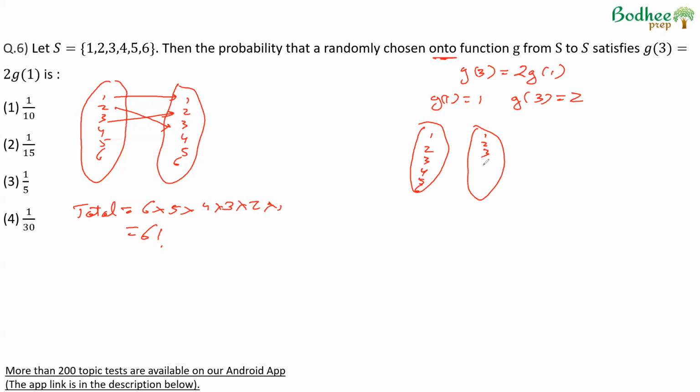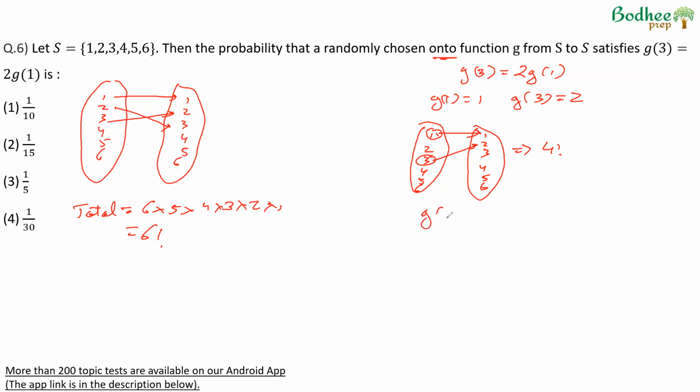1, 2, 3, 4, 5, 6. When G1 is 1, so the domain or X is 1, independent variable, the dependent variable is 1. G3 is mapped to 2. Now there are 4 elements remaining here, 3, 4, 5, 6. From these, we can make 4 factorial functions, which can be defined like we did here.